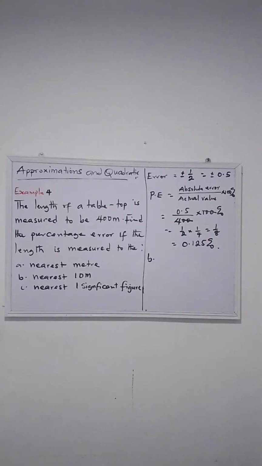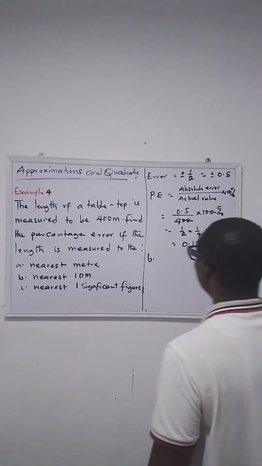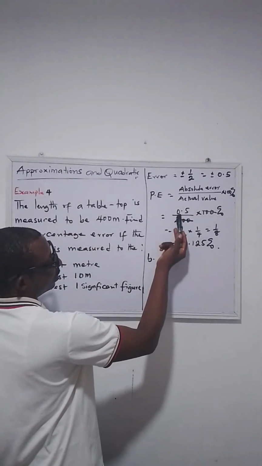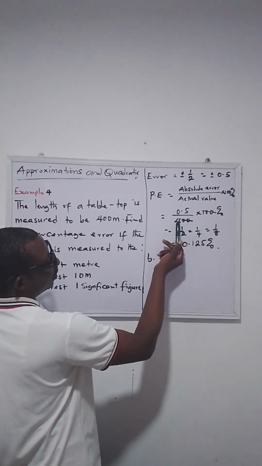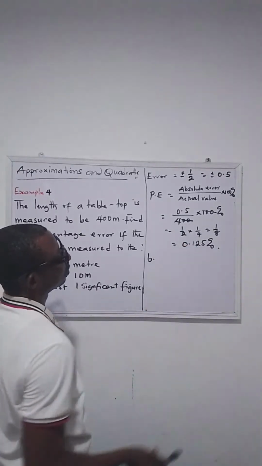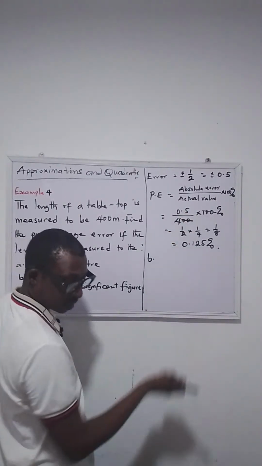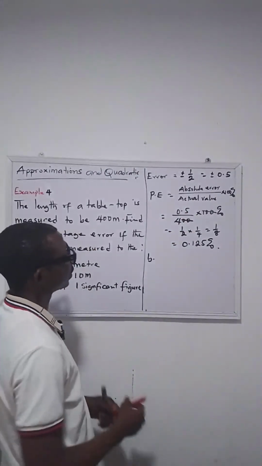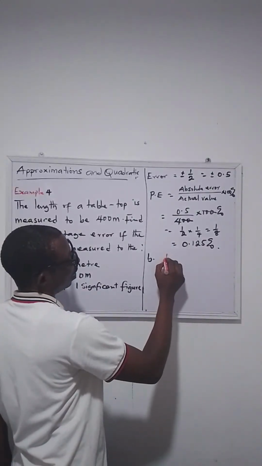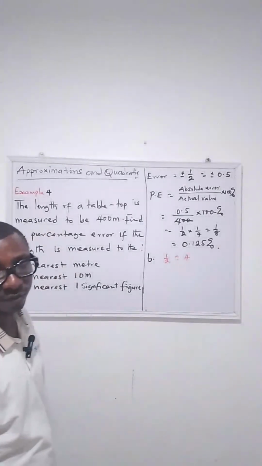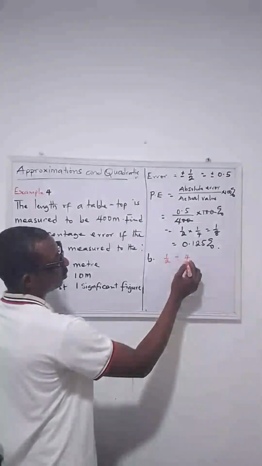Okay. So let's do it together. I'm going to explain again. So now look at what we have here. Let me re-explain this. It's 0.5 divided by 4. So 0.5 is the same thing as half. Look at it. That's half divided by 4.